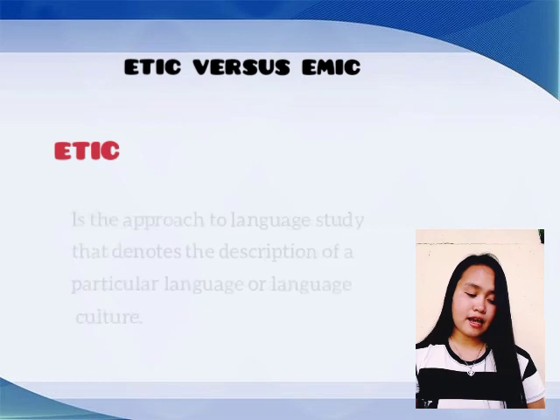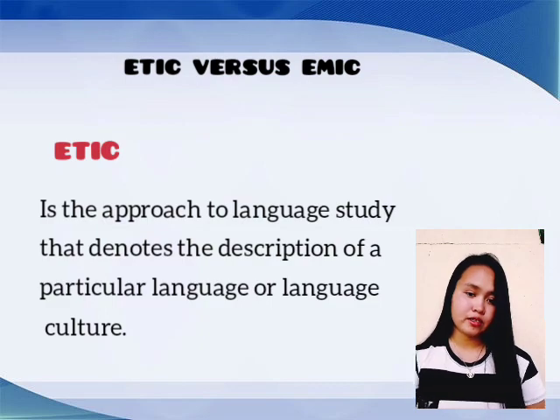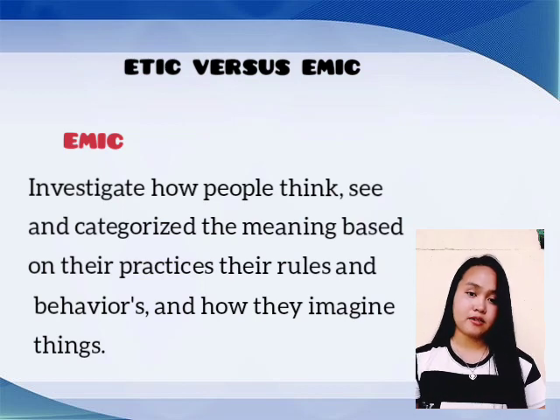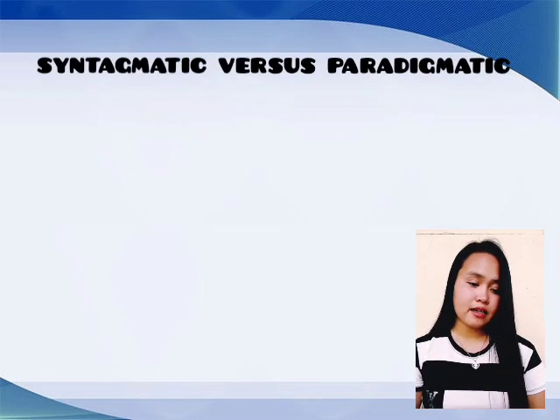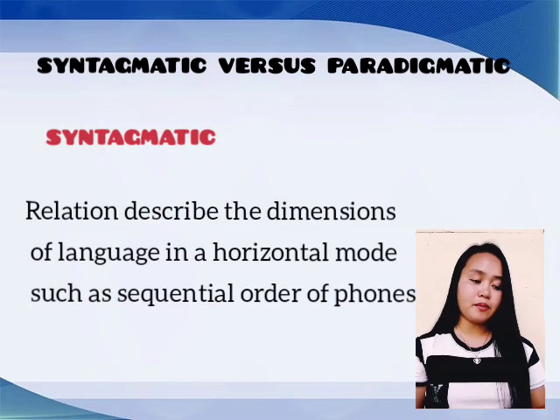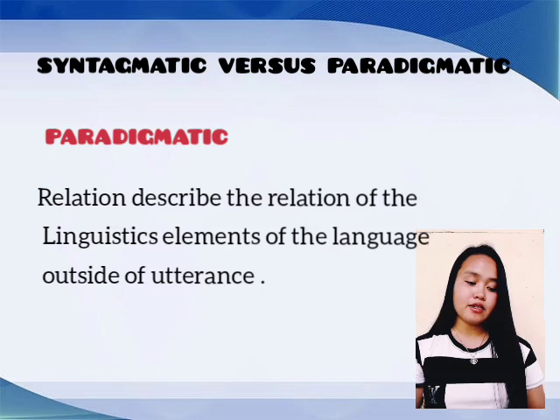Now let us proceed to etic versus emic. Etic is the approach to language study that denotes the description of a particular language or language culture. Emic investigates how people think, see, and categorize meaning based on their practices, their rules and behaviors, and how they imagine things. Next, syntagmatic versus paradigmatic. Syntagmatic relation describes the dimension of language in a horizontal mode, such as the sequential order of phones, while paradigmatic relation describes the relation of linguistic elements of the language outside of the utterance.